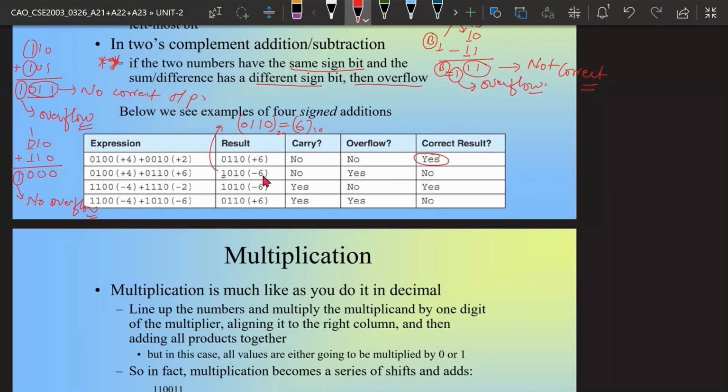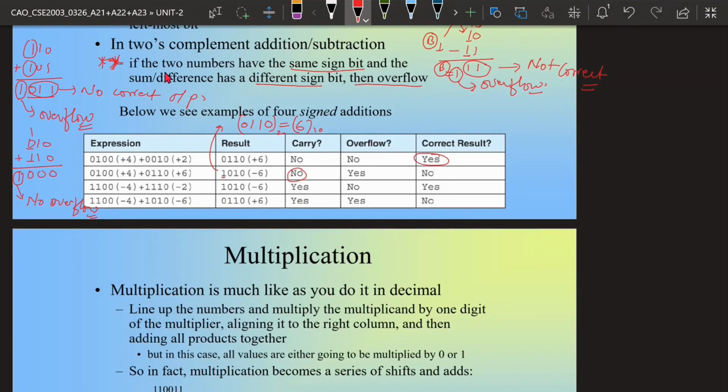Because this is plus and this is plus, but the result is minus. If the result is minus, then the sum or difference has a different sign than the previous ones. Previously we had positive, positive, and this is negative, so it has a different sign. Also there is no carry, but there is an overflow.